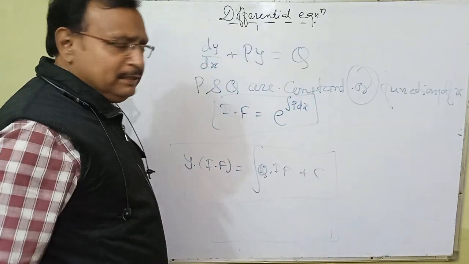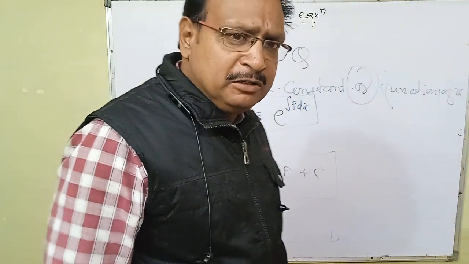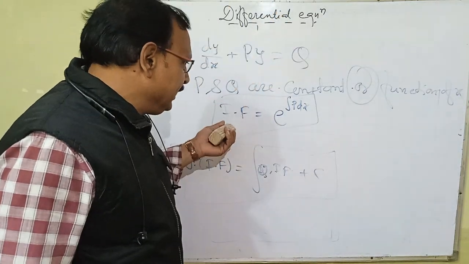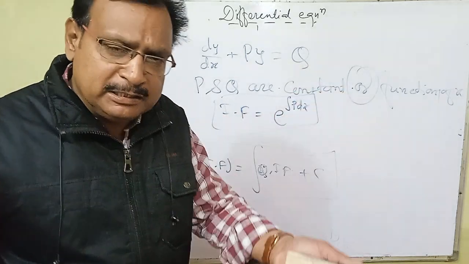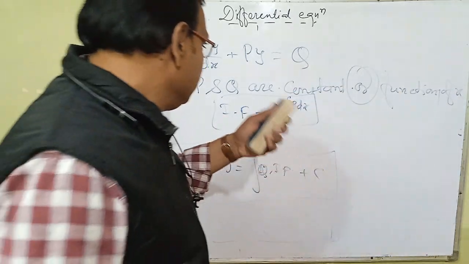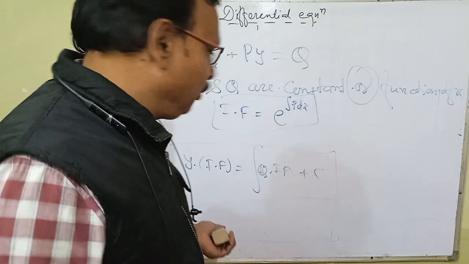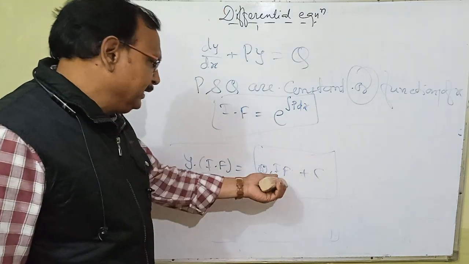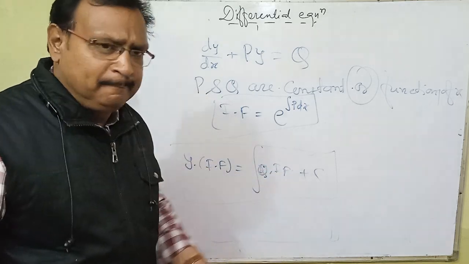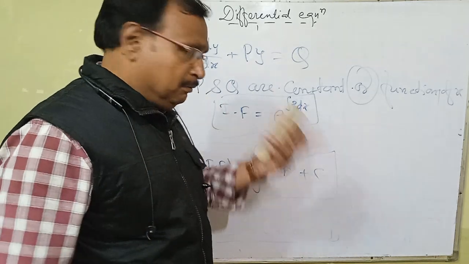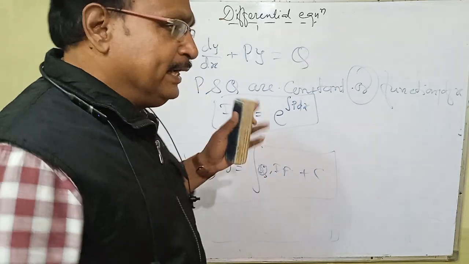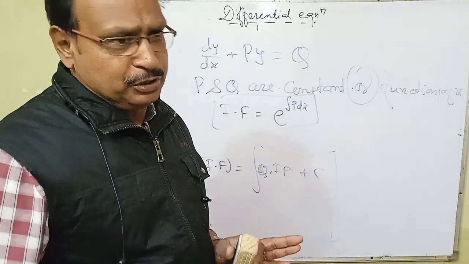So when we are given this type of linear equation, firstly we have to evaluate the integrating factor. Integrating factor is equal to e to the power integration p dx. Then put the integrating factor in this formula, y into integrating factor is equal to integration of q into integrating factor, and when we integrate the right hand side we find the required solution.